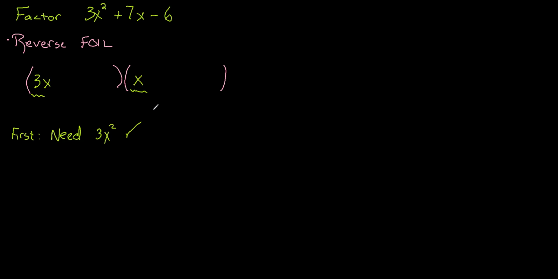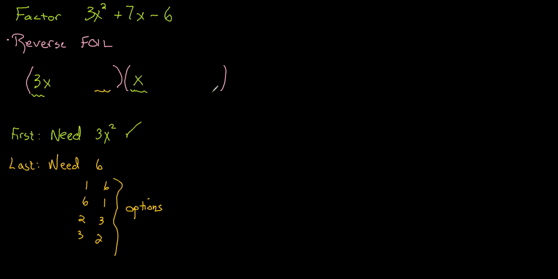That's great. Now, the next thing I notice is that my last term is a 6. And to get a 6, we've got a lot of ways to do that. I could do 1 times 6, I could go 6 times 1, I could go 2 times 3, or 3 times 2. So I've kind of got a lot of options there. And I'm going to need to explore to see which of those pairs of factors I'm going to put in my last positions. So that's the number there at the end.